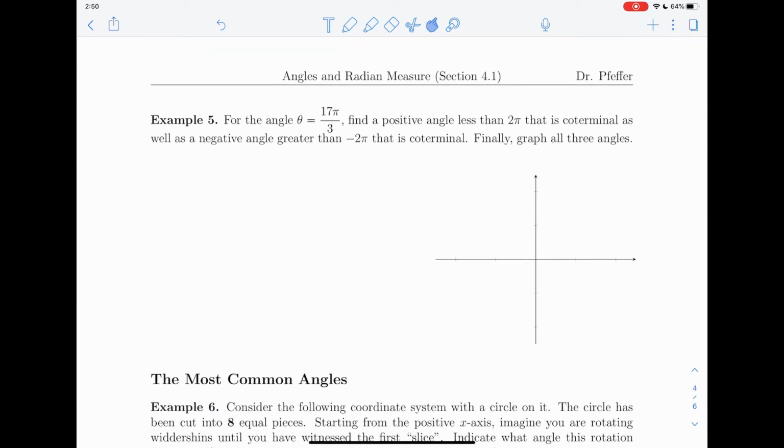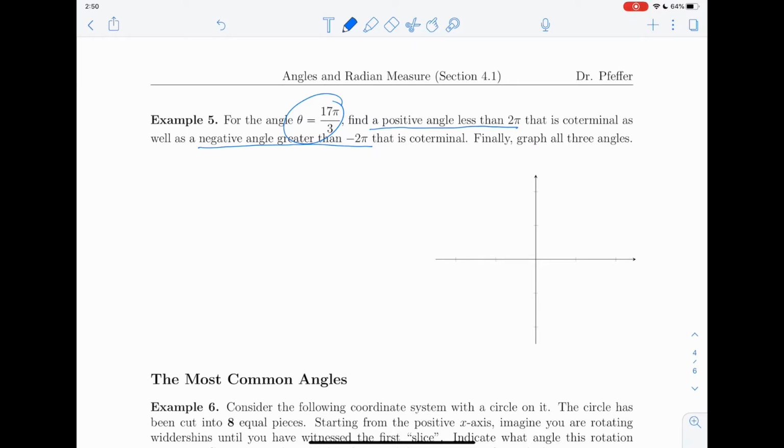Here we have an angle that's given to us, 17 pi over 3. We'd like to find a positive angle less than 2 pi that is coterminal to it, as well as a negative angle greater than negative 2 pi that is coterminal. The way to find coterminal angles is to simply start with what you're given and then add or subtract 2 pi over and over again until you end up getting something that you're looking for.